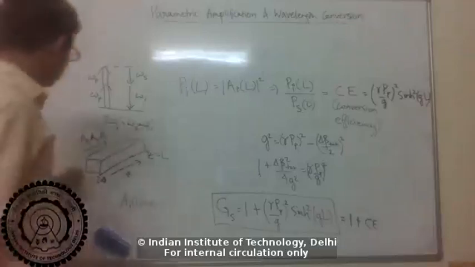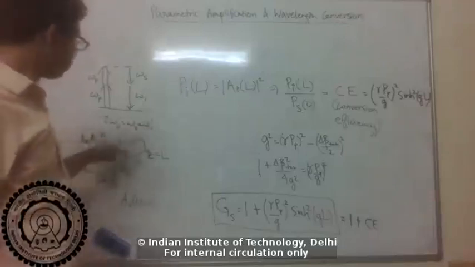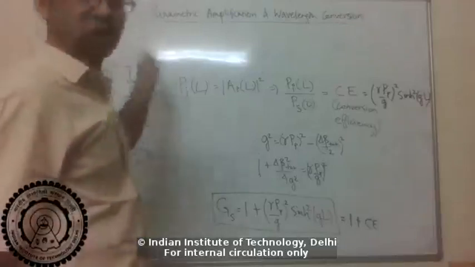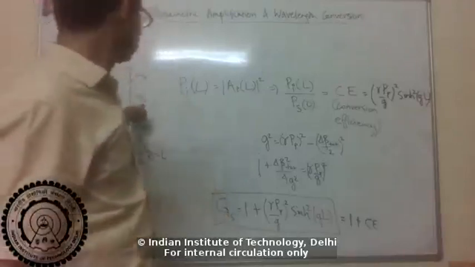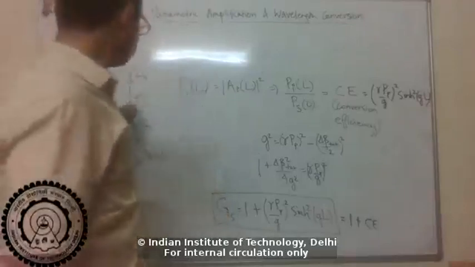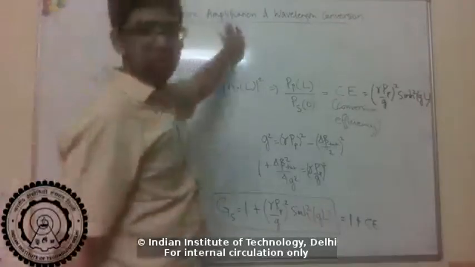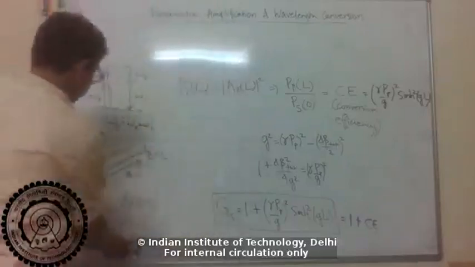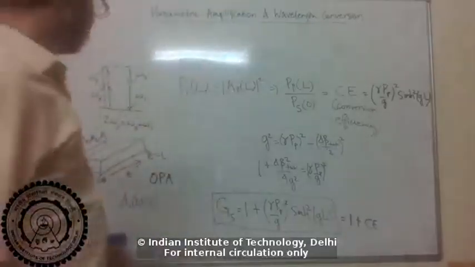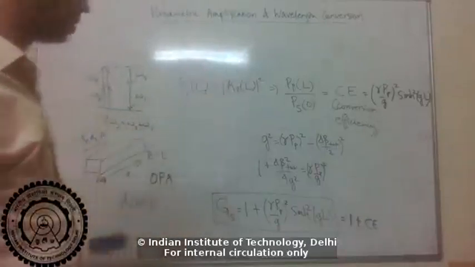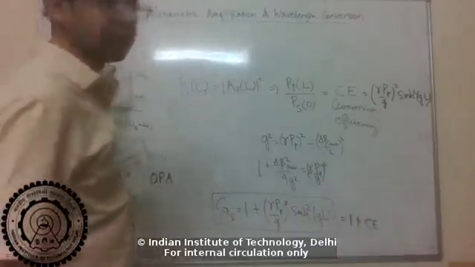Okay, so what is happening? I'm sending in a strong pump and a weak signal wave at the input. Due to the four-wave mixing interaction, at the output the signal wave is much stronger. It has been amplified. And in the process, I've also generated a wave at a new frequency, which we call the idler. The signal getting amplified is called parametric amplification. Sometimes this device is also referred to as an OPA, optical parametric amplifier. It's an amplifier because it's amplifying your signal, and it's parametric because the mechanism used for amplification is a parametric nonlinear process.